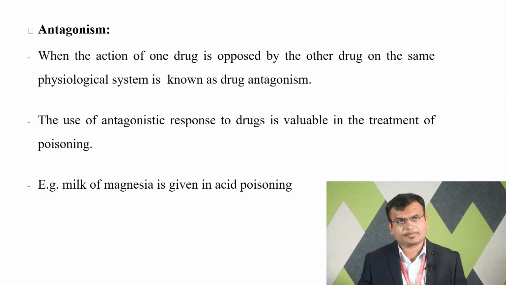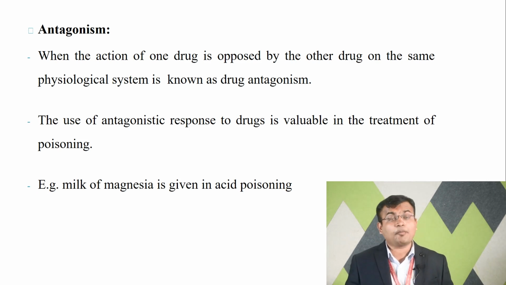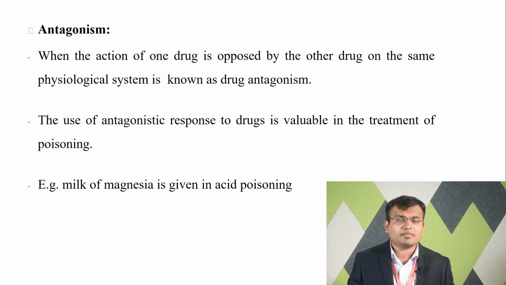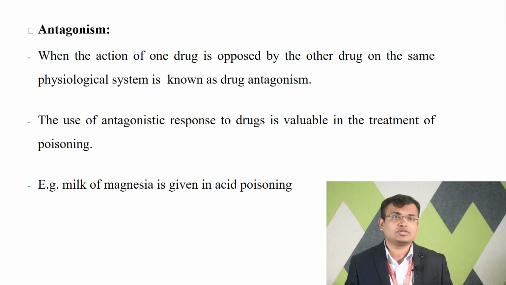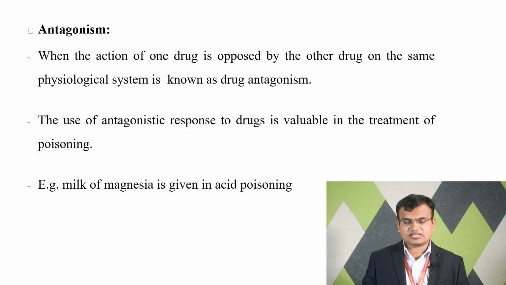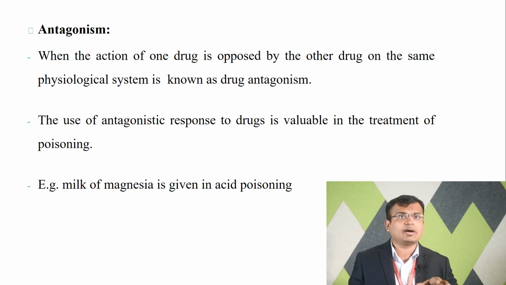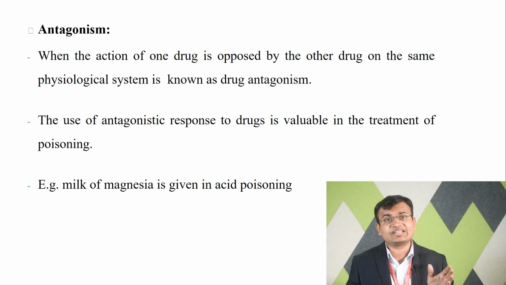Next is antagonism. What is antagonism? It is the opposite effect. What do you mean by opposite effect? When the action of one drug is opposed by another drug on the same physiological system, then it is called drug antagonism. As a simple mathematical formulation, we can say 1 minus 1 is equal to 0, or if one of the drugs is stronger, then 2 minus 1 is equal to 1. The desired effect is reduced, or it may be minimal, or sometimes it may be 0.